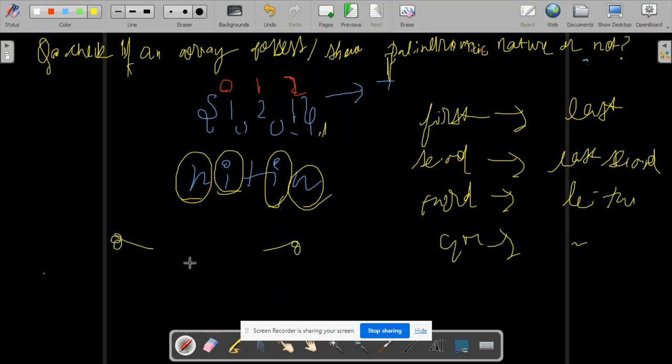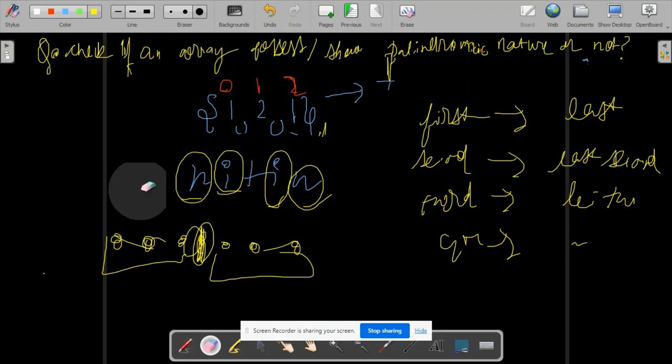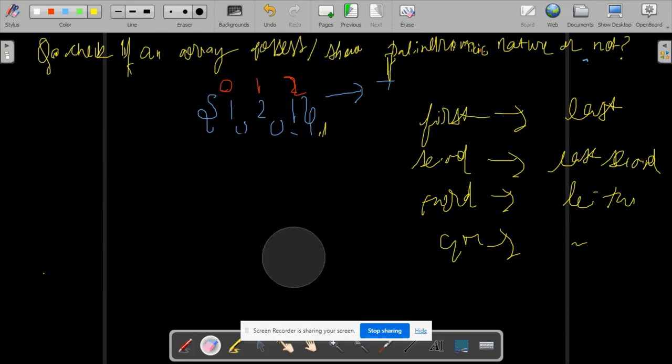It means this should match with this, this with this, and this with this. This one is single, so there is no need to check it because it is one. It does not cause a problem for the palindrome. Okay. Another example to show you something.